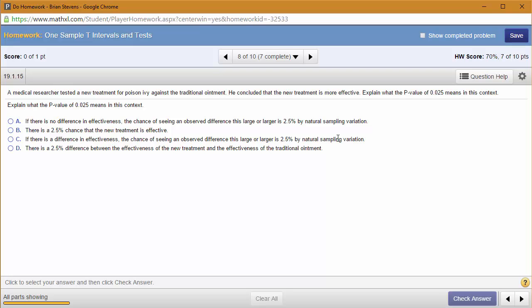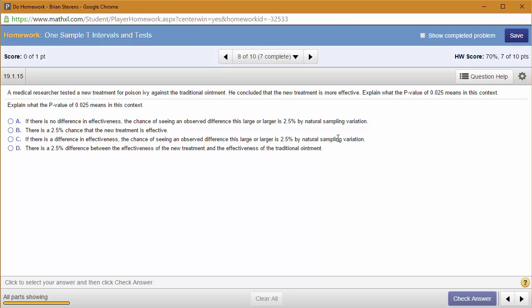If it's really skewed like that, you might need a sample size of like 50 or 75. A medical researcher tested a new treatment for poison ivy against the traditional ointment. He concluded that the new treatment is more effective. Explain what the p-value of 0.025 means in context.